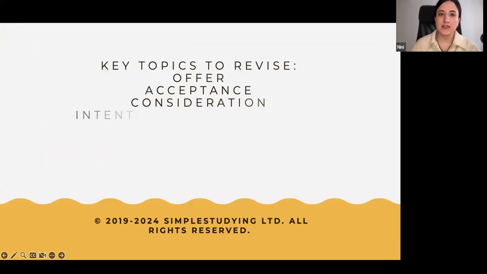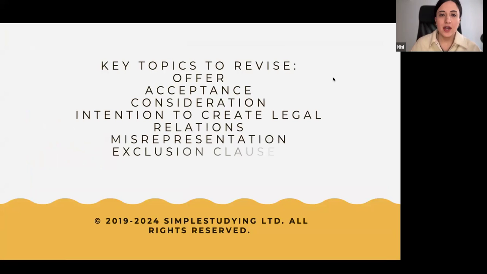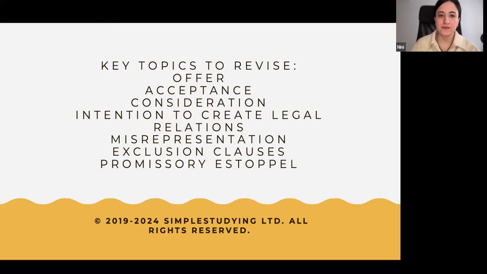Key topics to revise: offer, acceptance, consideration, intention to create legal relations, misrepresentation, exclusion clauses, and promissory estoppel.